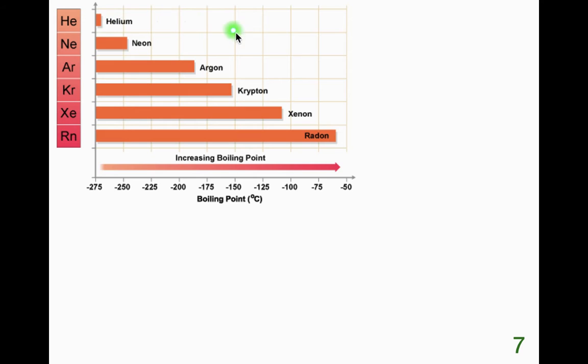Well, let's just look at helium and argon. So you have dispersion forces between helium atoms. Now, don't confuse this with diatomic. Again, the dotted lines here are just an attractive force.